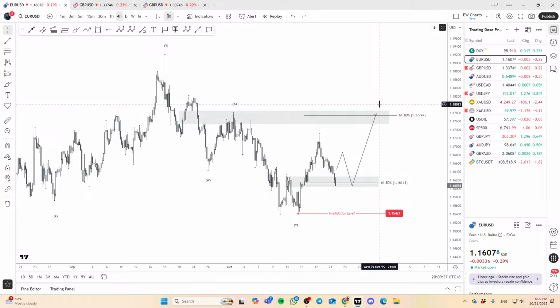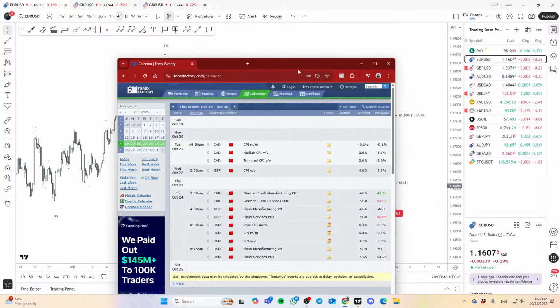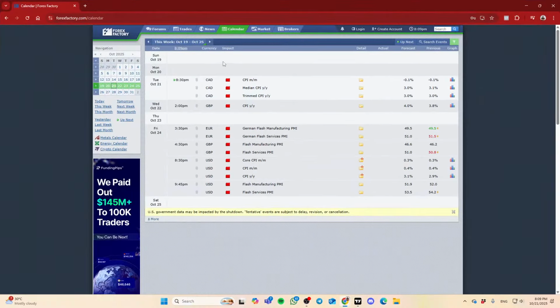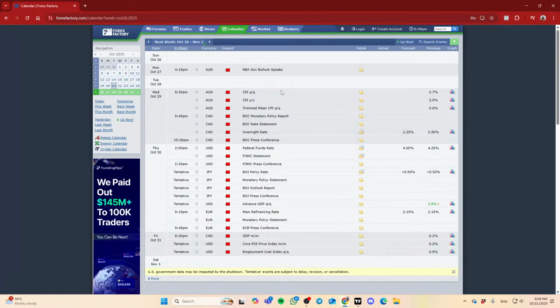But we'll see. Another interesting point to note, if you're not aware, let me bring this up. Okay, if you go over to next week, there are a couple of very important news events happening, everything condensed into one week, which is next week.